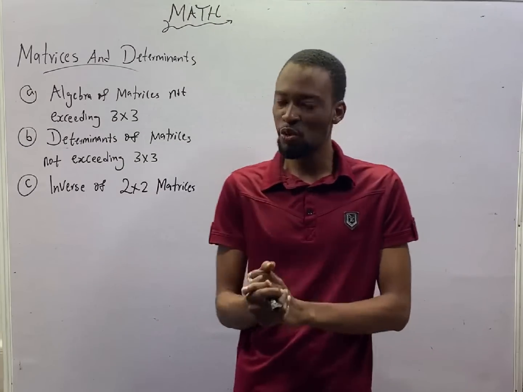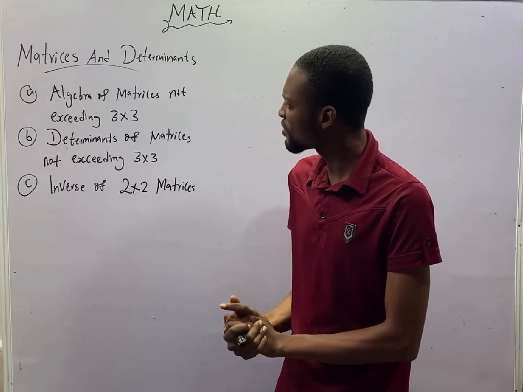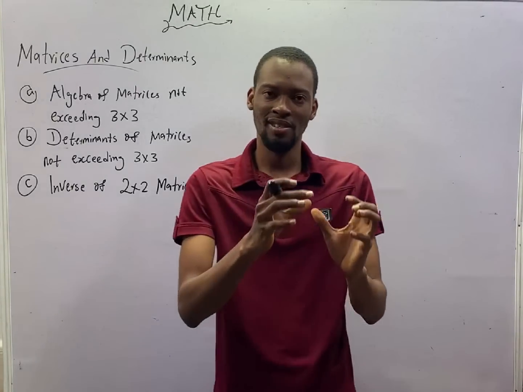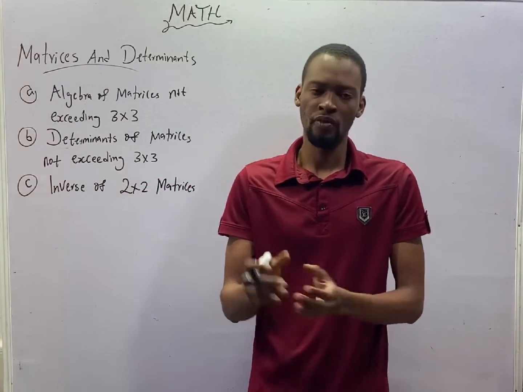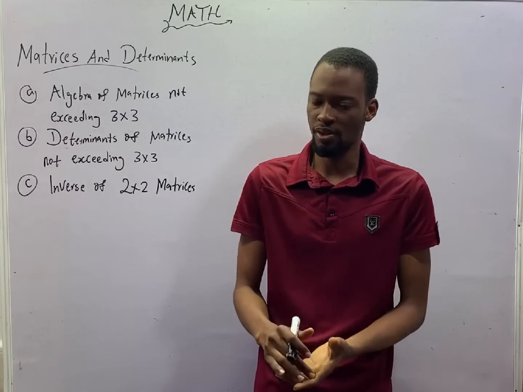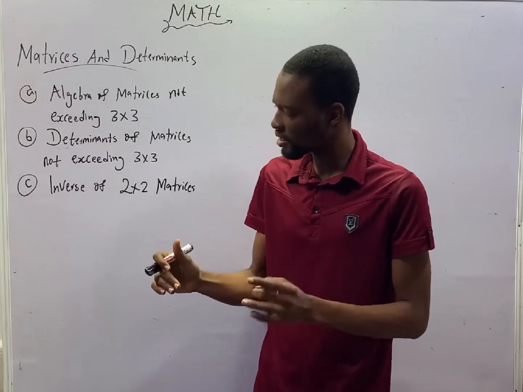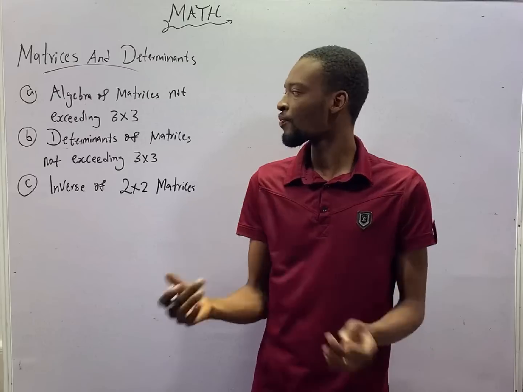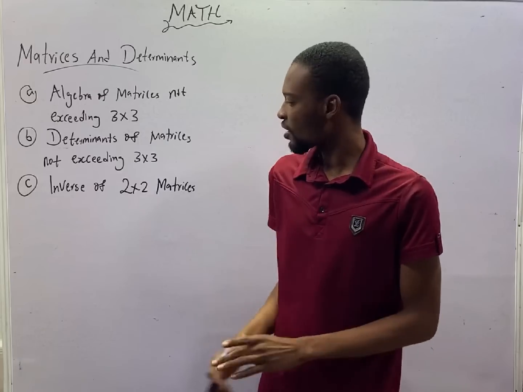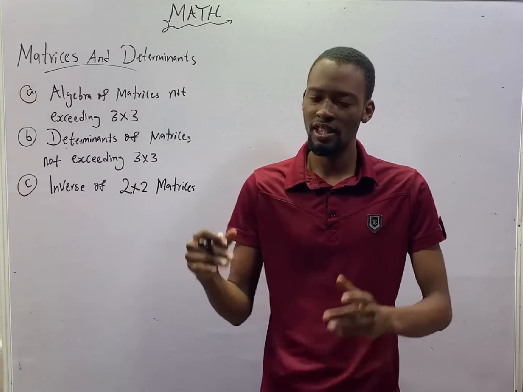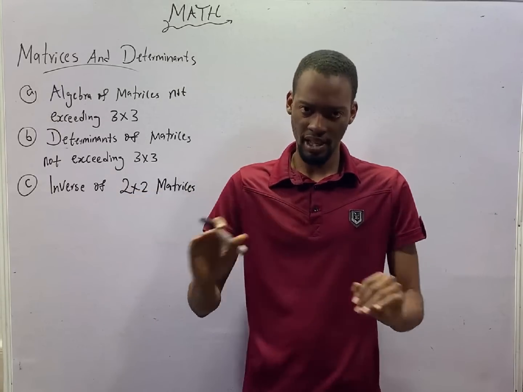This is episode number 52 of the 120 Days to Jamb Mathematics with Flash Isaac. In this episode, we shall be looking at questions under matrices and determinants. And from now to episode number 56, we shall be solving matrices questions. And don't forget, Jamb expects you to know algebra of matrices not exceeding 3 by 3, determinants of matrices not exceeding 3 by 3, and inverse of matrices not exceeding 2 by 2. In fact, inverse of 2 by 2 matrices precisely.